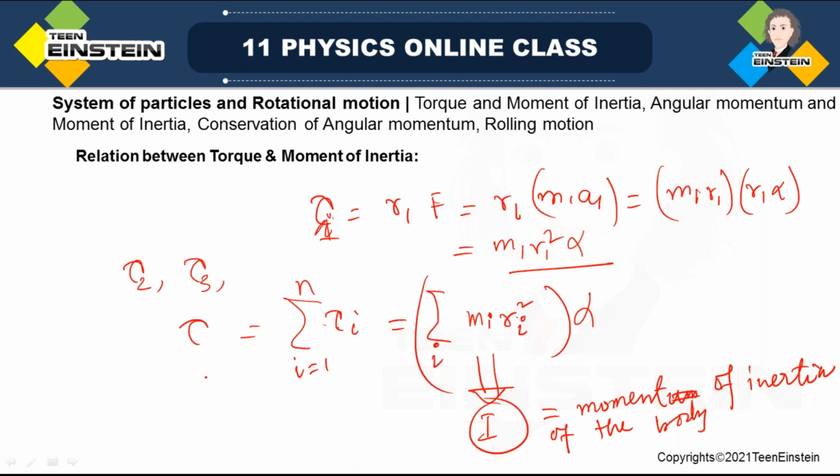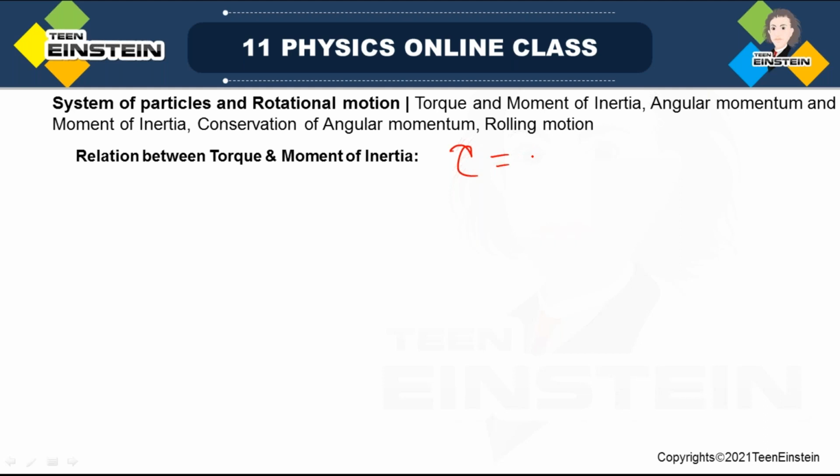Okay, so what is the relation we got then? Tau is equal to I into alpha. So this is the relation between torque and moment of inertia. We can write it here: torque tau is equal to I into alpha, that is moment of inertia into angular acceleration. Okay, this is the relation.